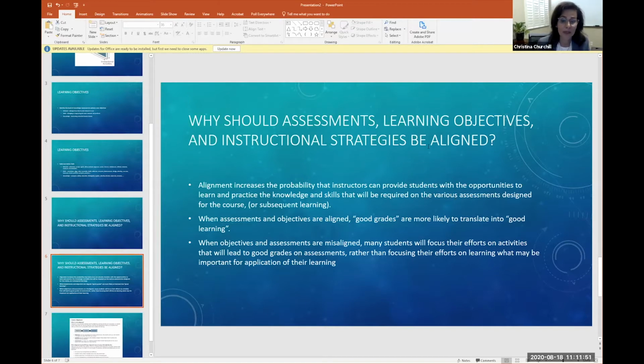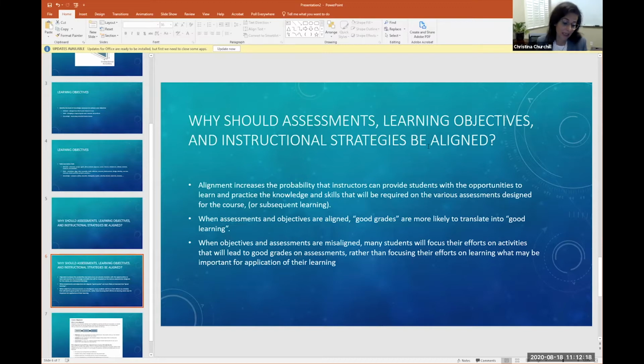The other reason is that when the assessments and the objectives align, and students get good grades, that actually reflects that they learned in the class. It's not necessarily that they were good test takers, but that they really learned whatever the goal was in that particular course, that they learned that content.